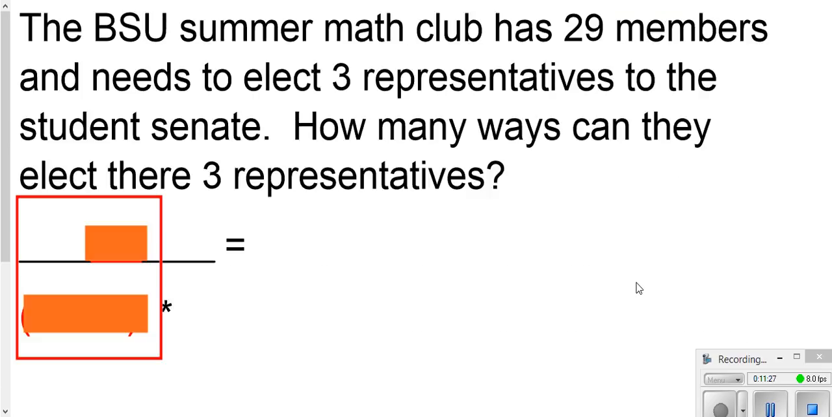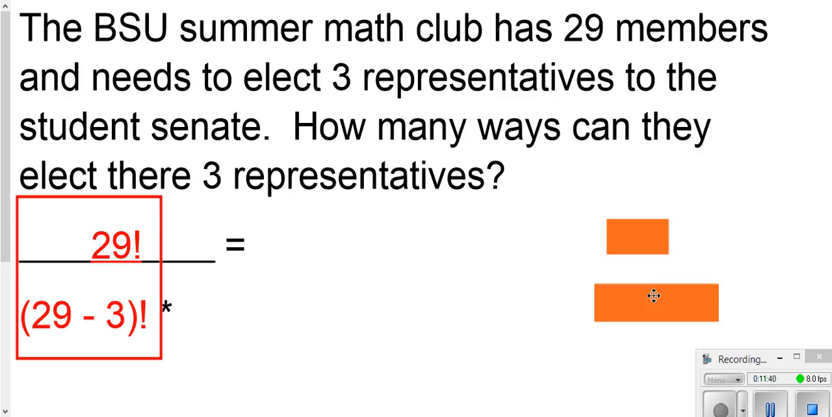So consider this one here, where we're electing 3 representatives. How many different ways? Well, it's really like the last problem. You'd have 29 people, and then 29 minus 3, because we're only electing 3. The last problem we were electing 5. However, if we elect Bob, Joe, and Jillian, that's the same as if we elect Jillian, Bob, and Joe.